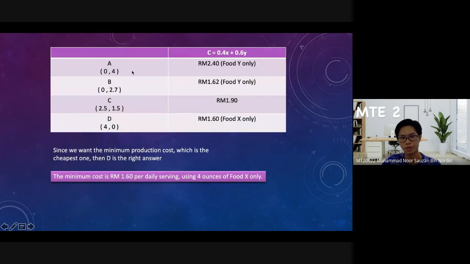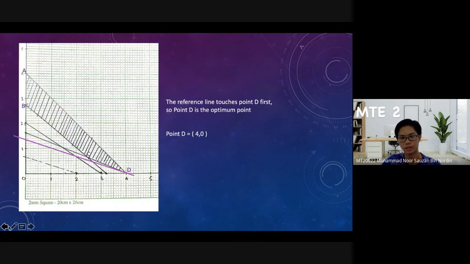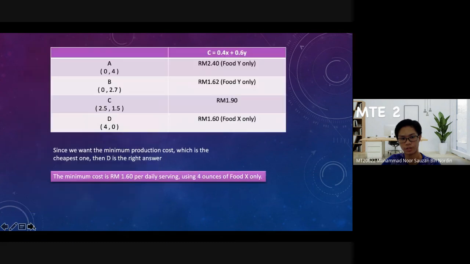So we can see that it is the minimum production cost, which is the cheapest one. Then D is the right answer, proving that the guideline, the reference line, is correct. So the final answer is that the minimum cost is 1 ringgit and 60 cents per daily serving, using only 4 ounces of food X only.